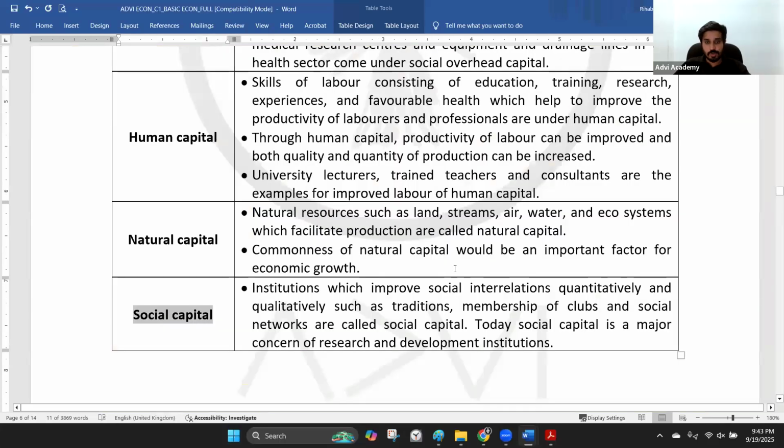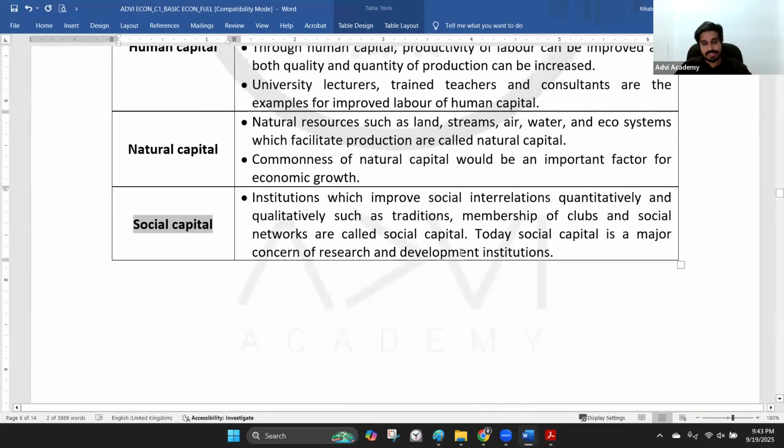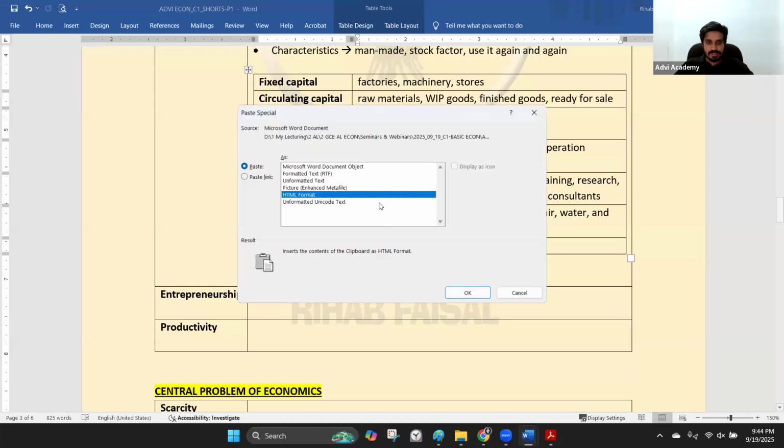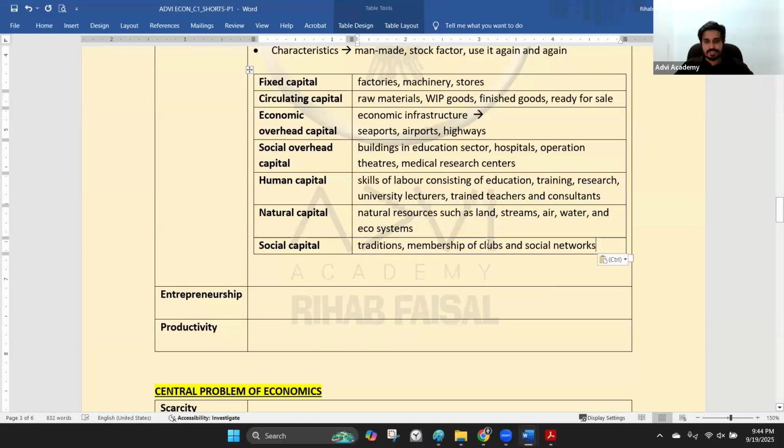Don't get confused. Social overheads is what we told: buildings, healthcare, education, those related to those. Social capital is about social interaction, social media, customs, traditions, clubs and societies, and all these things that we have in terms of social network. That comes under this: traditions, memberships of clubs, social network, social media, all of this comes under social capital.